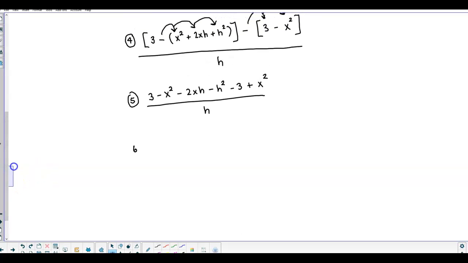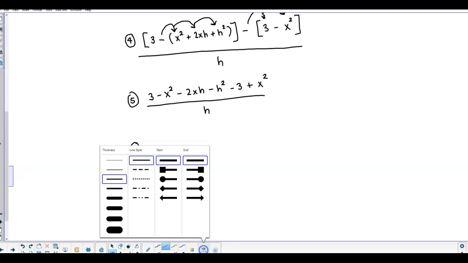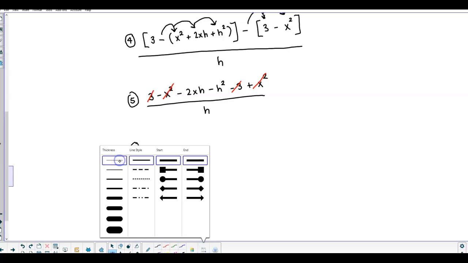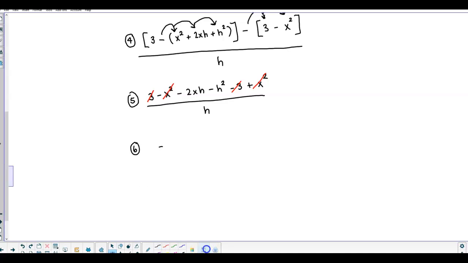Now, in the numerator, we want to combine like terms. We can see that 3 and minus 3 is going to give us 0. We can also see that negative x squared and positive x squared is going to give us 0. And that's all that we can combine. So now we end up with negative 2xh minus h squared, divided by h.